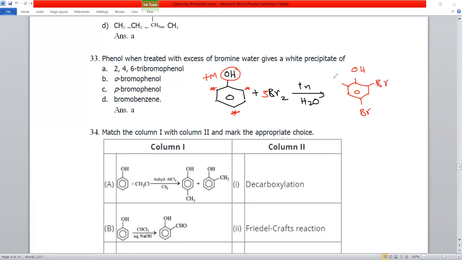Tribromophenol, 2,4,6-tribromophenol. This is the white precipitate. White precipitate will form. So the option should be 2,4,6-tribromophenol. Okay. If this is a polar compound, in a polar solvent three positions react. In a non-polar solvent like chloroform or CS2, only the ortho and para bromo product is obtained.